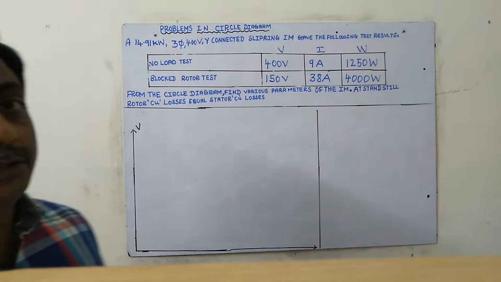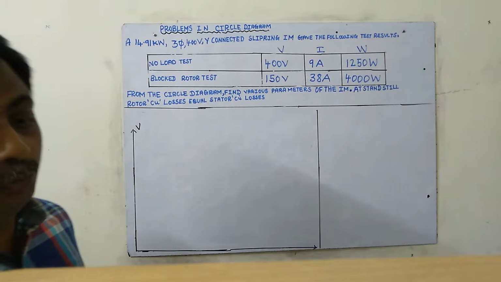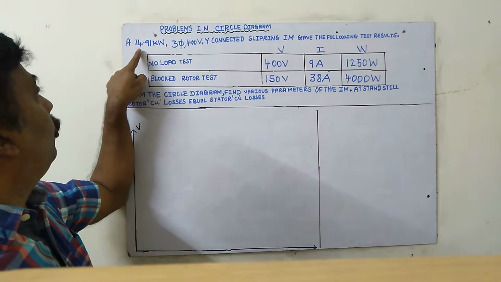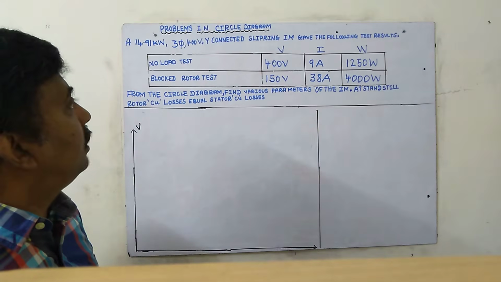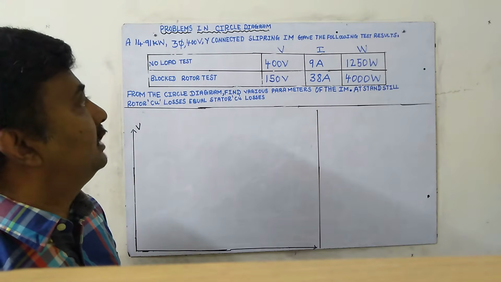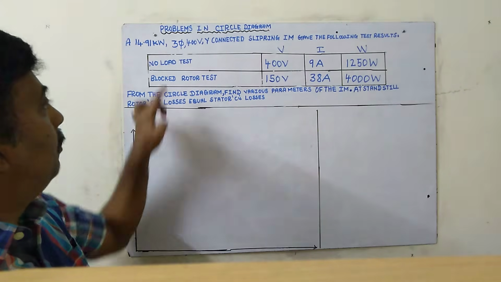But now we are going to see numericals in the circle diagram. First problem: a 14.91 kilowatt, 3-phase, 400 volt, star connected slip ring induction motor gave the following test results. What are the tests? No load test and blocked rotor test results.